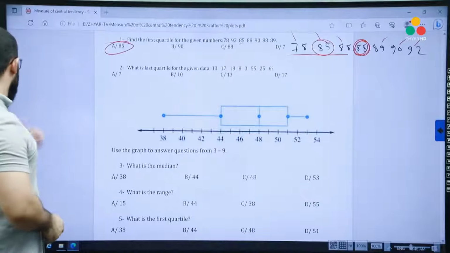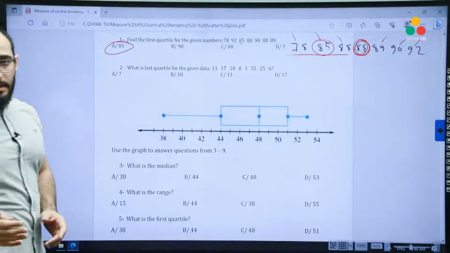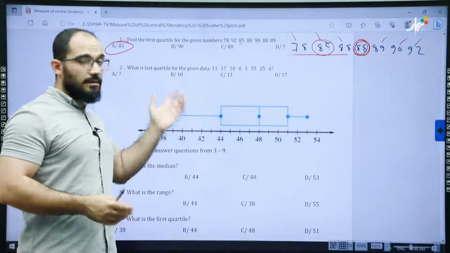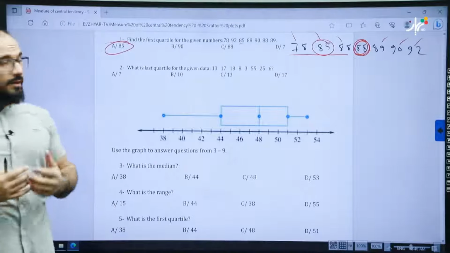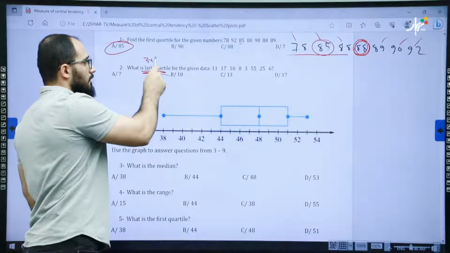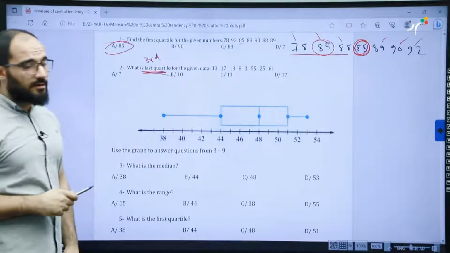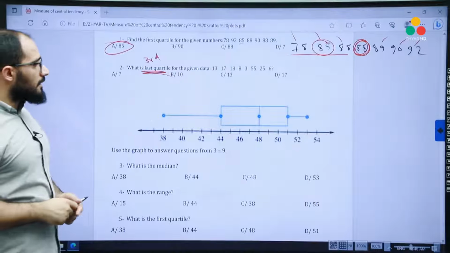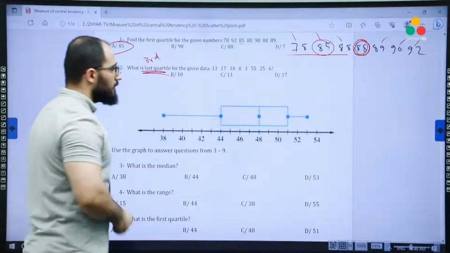What is the last quartile? Sometimes in the national exam, it doesn't say third quartile. It tells you last quartile. Last quartile means third quartile, so you have to be careful. This is the data. We have to order them from least to greatest.